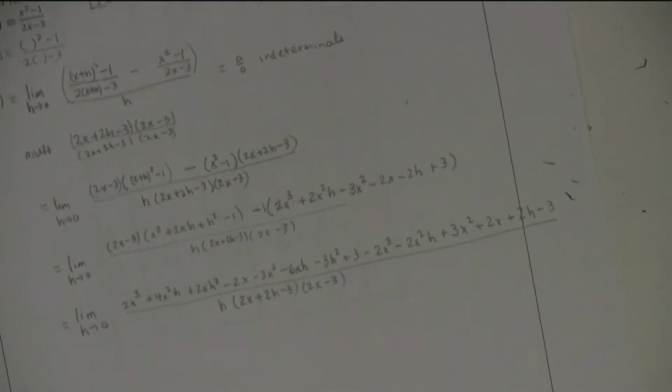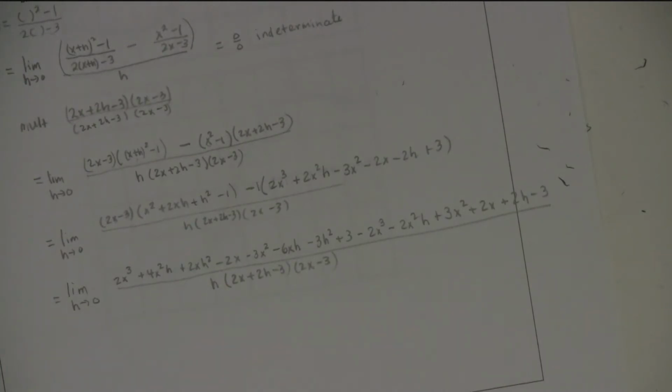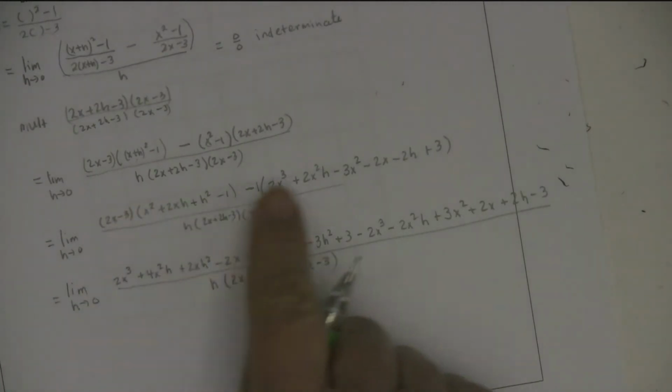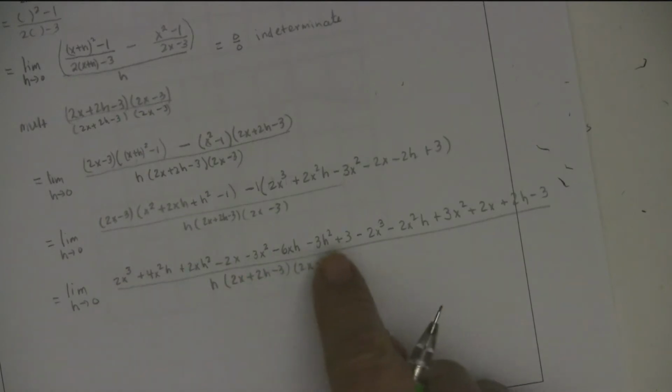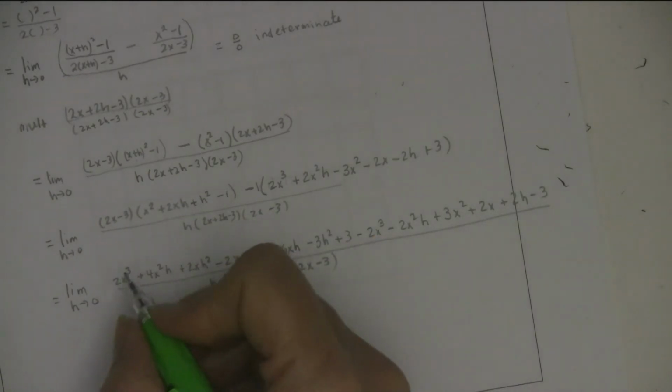Okay, so remember what I said was going to happen. And if it doesn't happen, I'll go back and check my multiplying. But everything that doesn't have an h on it is going to subtract out to 0. So 2x to the third minus 2x to the third is 0.